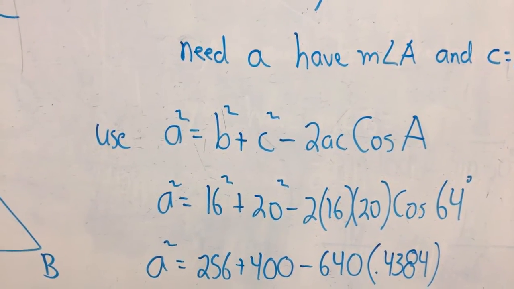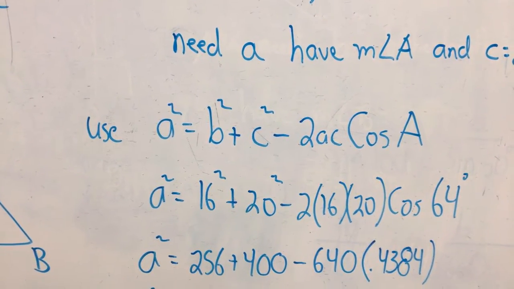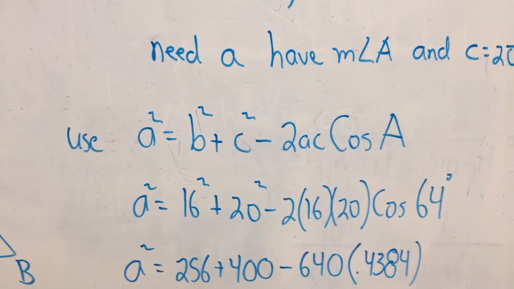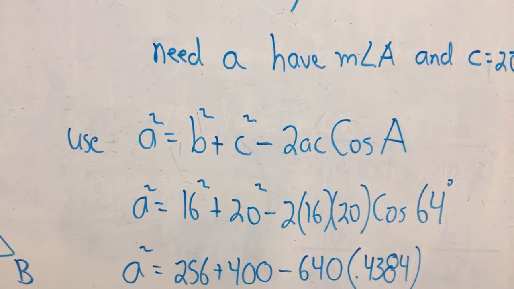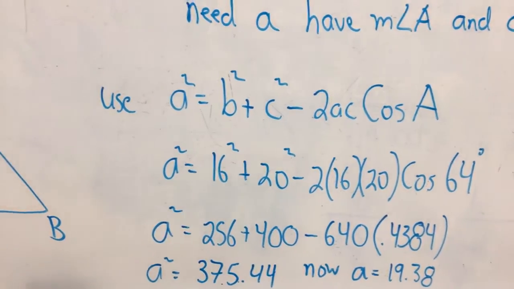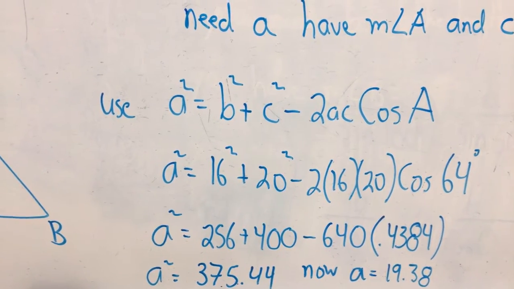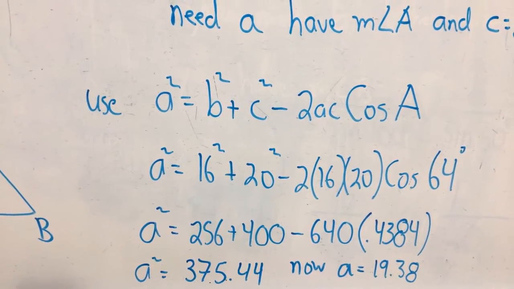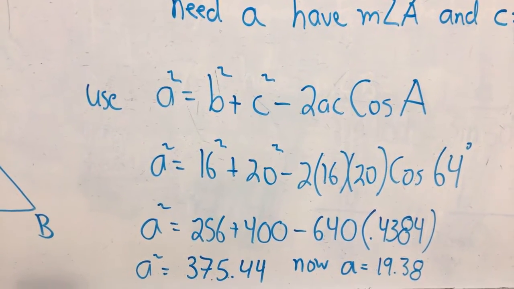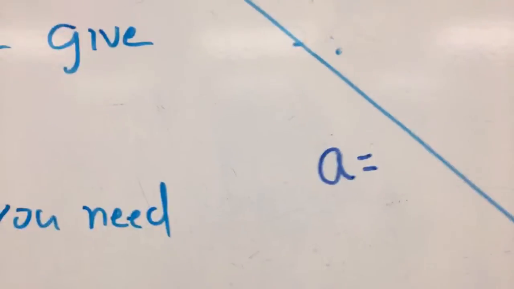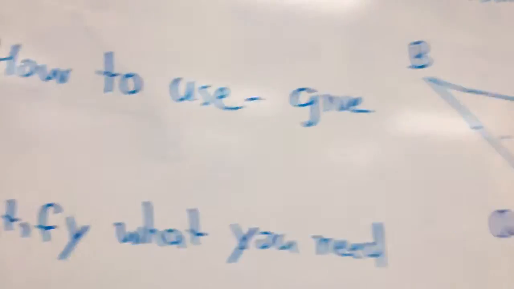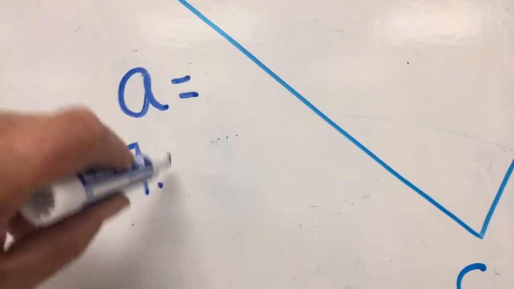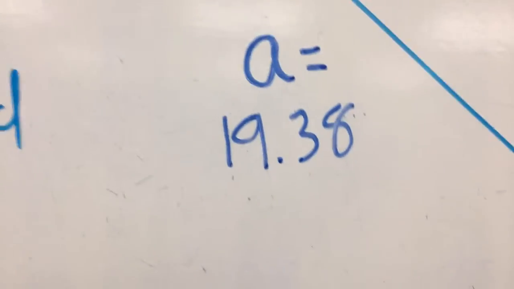looks like that. a squared is equal to 256 plus 400 minus 640. Now the cosine of a 64-degree angle is 0.4384. On your calculator, hit cosine 64. Poof, there it is. Plug all this stuff in here and you will find that a squared is equal to 375.44. Now take the square root of that, and a, the length of that side, will equal 19.38. So a, right here, we'll put in 19.38. Let's do that. So right here, I have 19.38. That's what a is equal to.